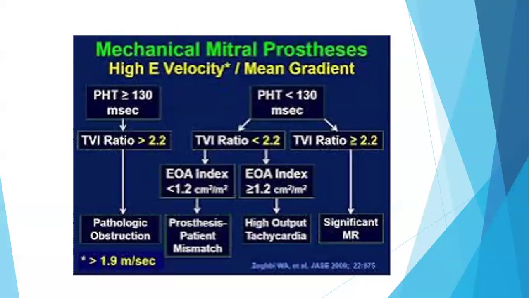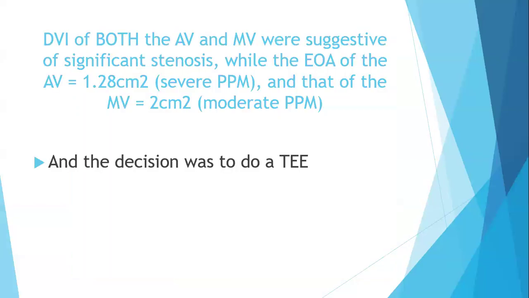Ours was less than 2.2, and an effective orifice area was more than 1.2, suggesting moderate patient prosthesis mismatch, and this will be further assessed during the aortic valve assessment. The DVI of both the aortic valve and the mitral valve were suggestive of significant stenosis. The effective orifice area as calculated was 1.28 centimeters squared, I'm sorry, for the aortic valve, suggesting severe patient prosthesis mismatch. And that of the mitral was 2 centimeters squared, suggesting moderate.